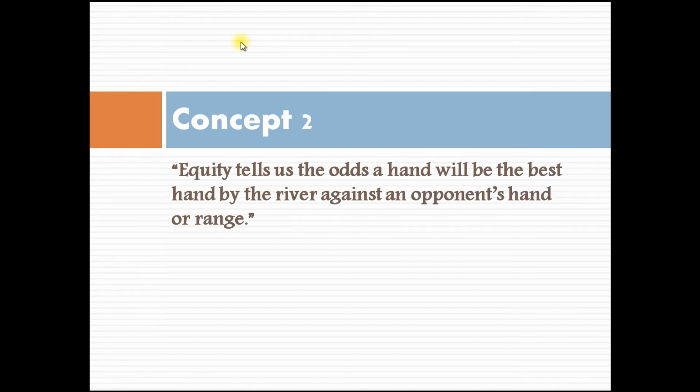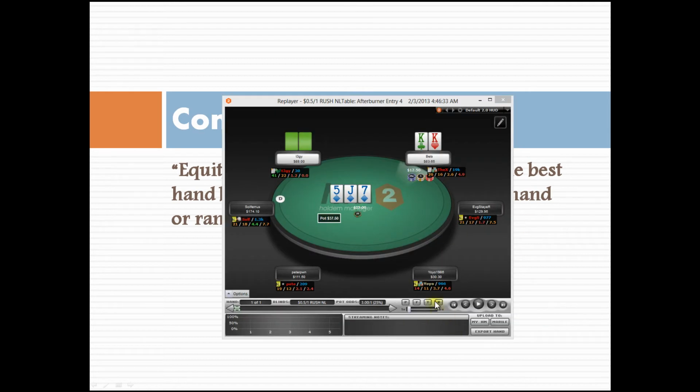Number 2 is equity. Equity tells us the odds the hand will be best by the river against an opponent's hand or range. So, for example, bring this hand up again. He calls, I bet the turn, he check raises all in on the turn, and I call, and he has the ace-jack offsuit. So on the turn, when we get it all in, he has about 12% equity.